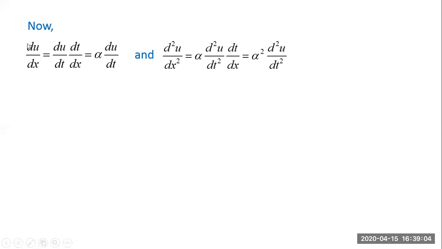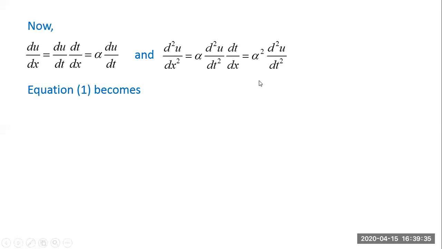Similarly, differentiate du by dx once again with respect to x, you get d square u by dx square as the derivative of this with respect to x. Alpha is constant. The derivative of du by dt with respect to x is d square u by dt square into dt by dx. So differentiate du by dt with respect to t, then t with respect to x, again using chain rule. So we get d square u by dt square as it is. dt by dx is once again alpha, and this alpha becomes alpha square.